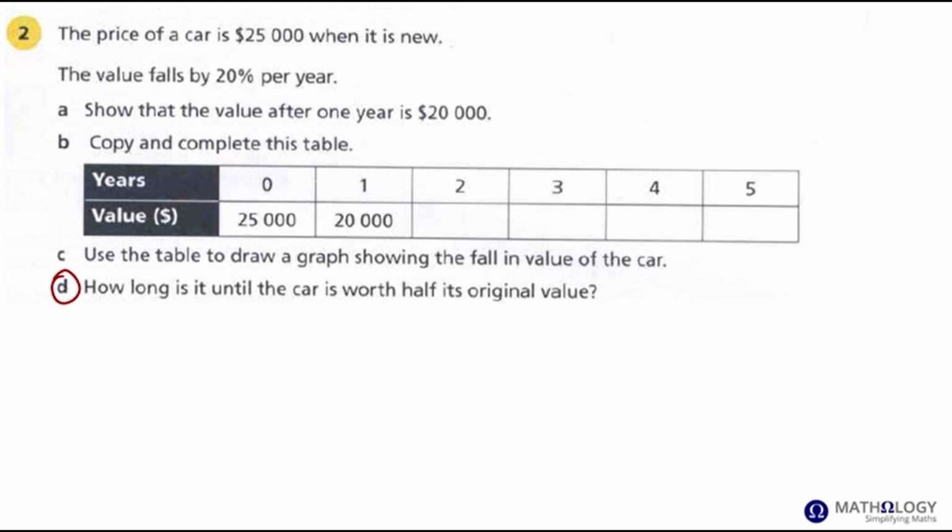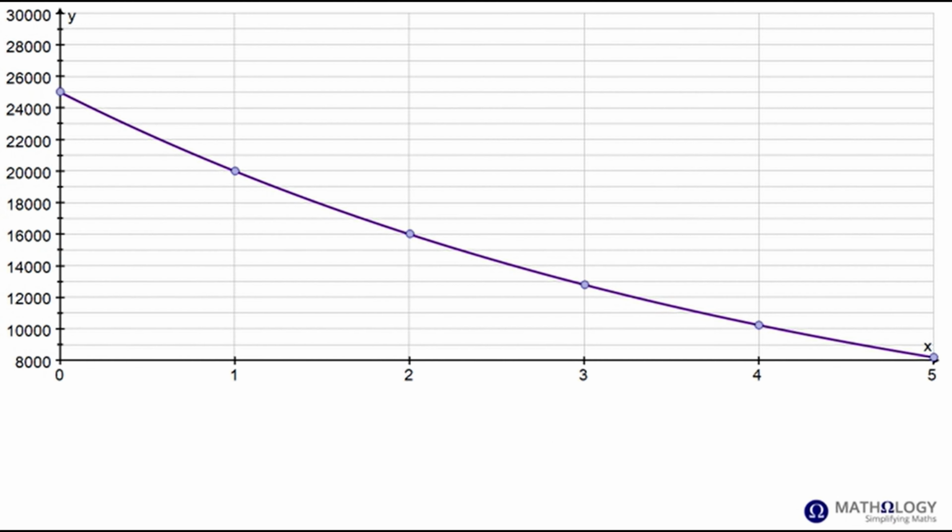Then D, how long is it until the car is worth half of its original value? So the original value was $25,000. So we want to know after how long will it be worth half of its value. So we go to 12.5. This mark over here is 13,000. So 12,500 is halfway between that and 12.